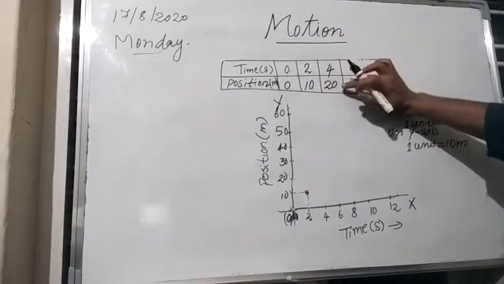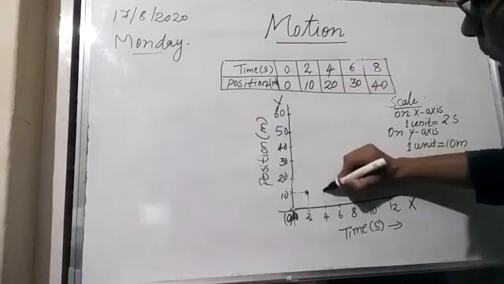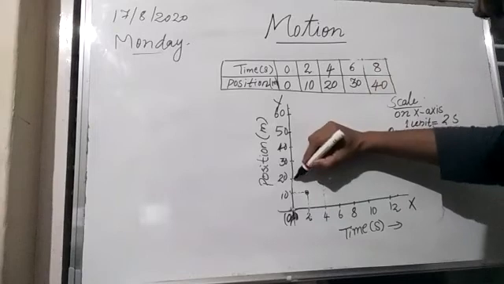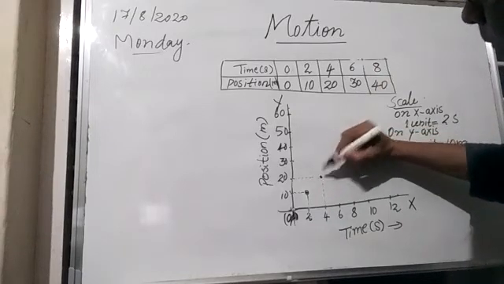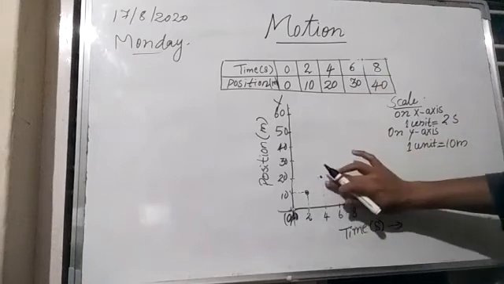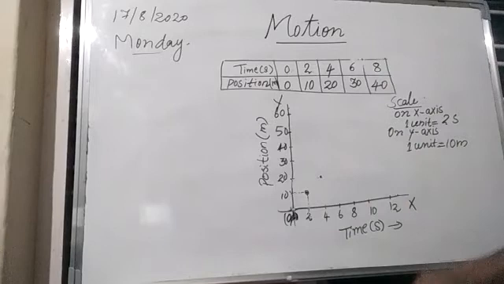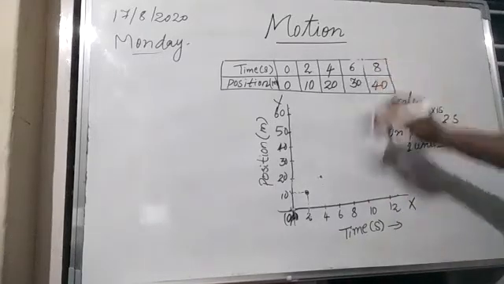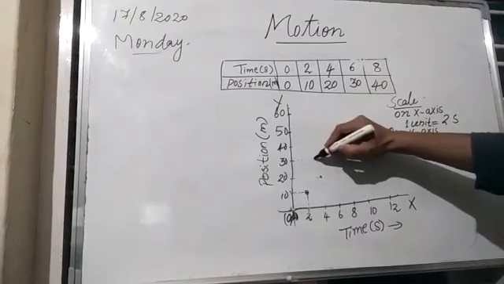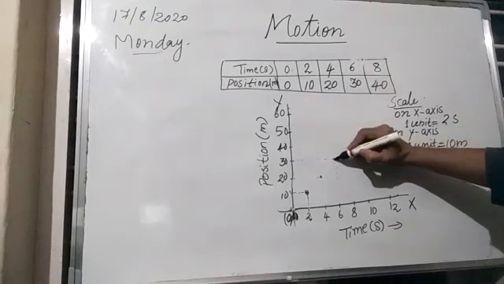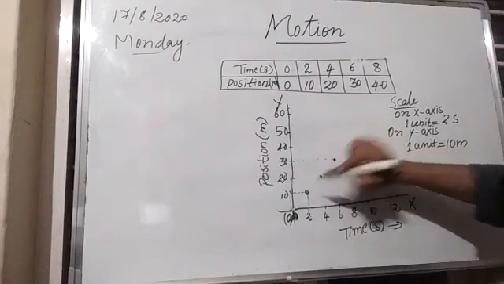And at 4 seconds it is at 20. So go straight up from 4, and from 20 go horizontal. Both meet at a point. This meeting point we have to consider. Okay, so we mark this meeting point as a point. Then 6 seconds, 30. From 6 seconds go straight up, move the finger horizontally from 30, and both meet here. So we got a point here, here, and here.